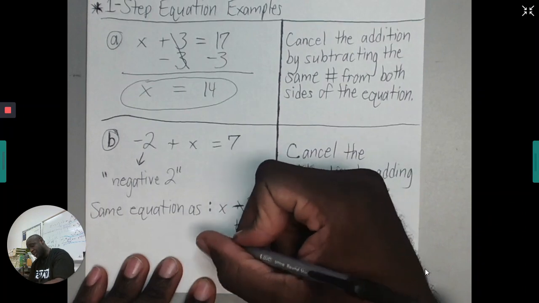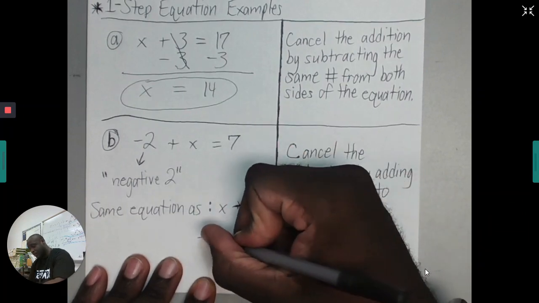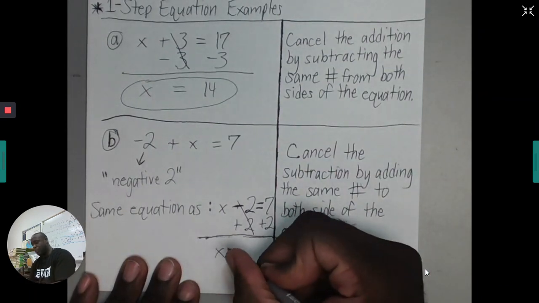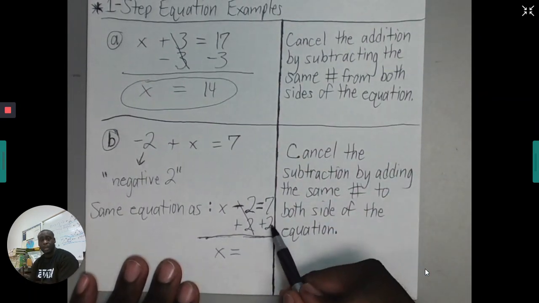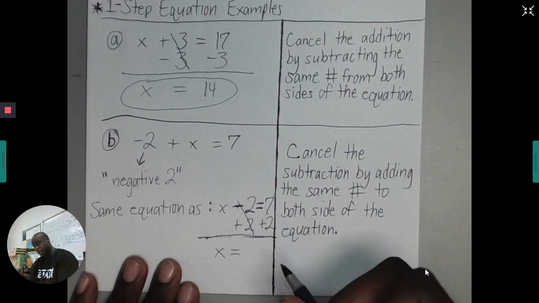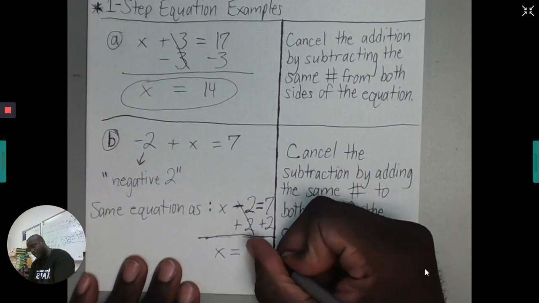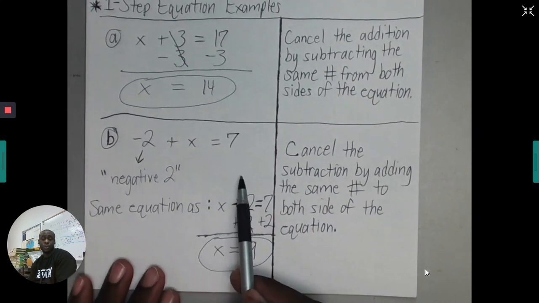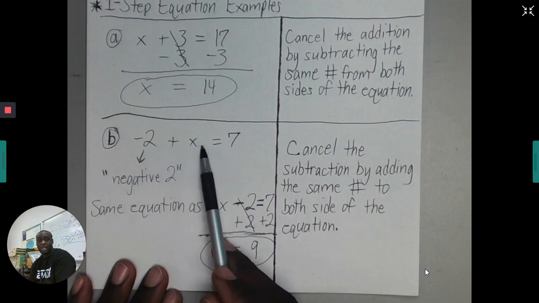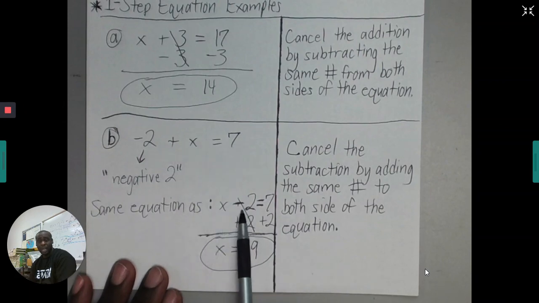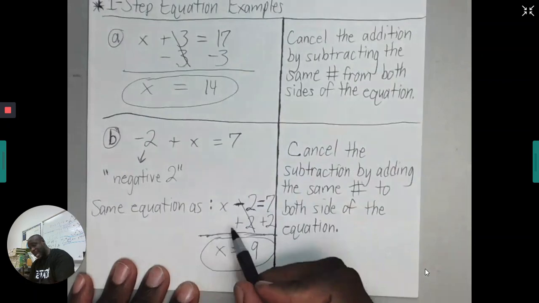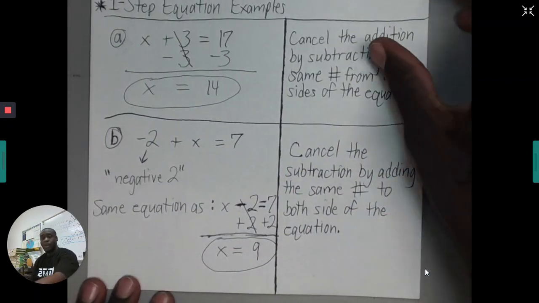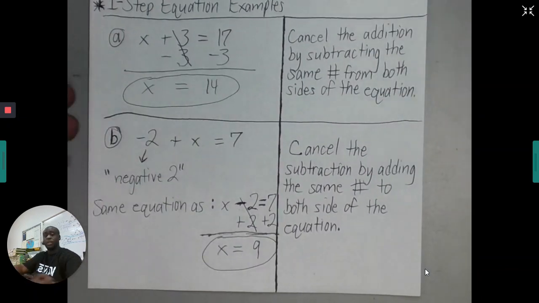So it cancels out on the left side of the equal sign, and we are left with x equals 7 plus 2. 7 plus 2 is 9. 9 is the only answer for x that will make this equation true. Negative 2 plus 9 equals 7. Or if we look at it another way, 9 minus 2 equals 7. Alright, that's that equation. Good so far?